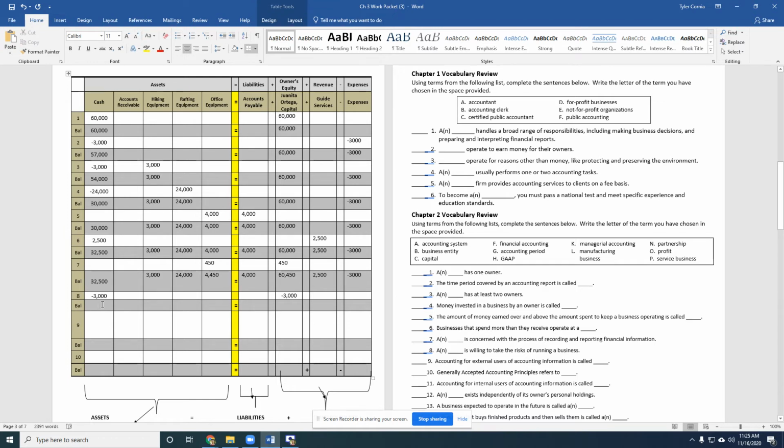Okay, so our new numbers are now 29,500. Still have our 3 right here. Still have our 24 right here. Still have our 450 right here. So I have 4,000 right here. And then this one now turns to, what does it turn to? 57,450. This one's still the 2,500. And this one's still the minus 3,000. Okay.